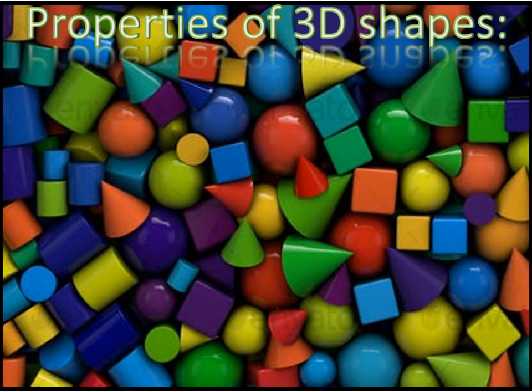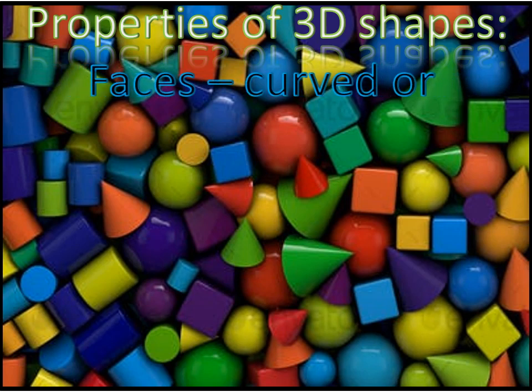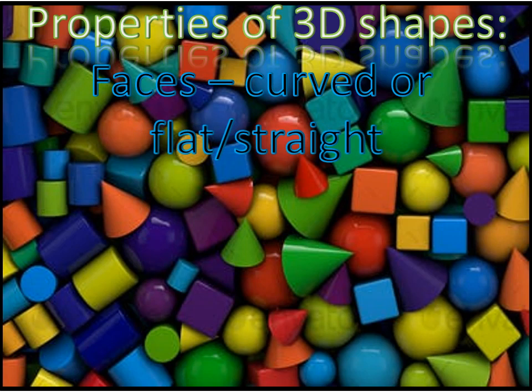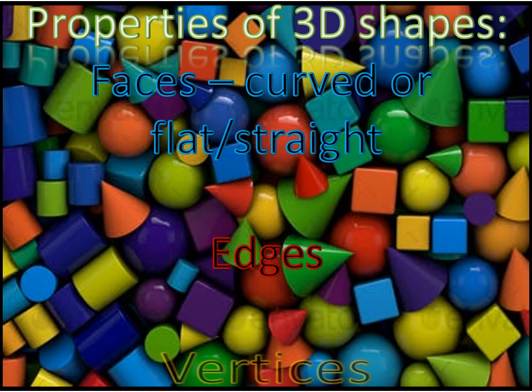When we talk about properties of 3D shapes, we mean the characteristics of 3D shapes. It teaches us how to differentiate between the different shapes. We get faces. They can be curved or straight or flat. Edges are where two faces meet, and vertices are corners where a few edges meet together.